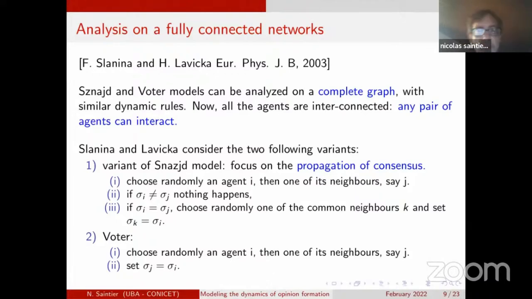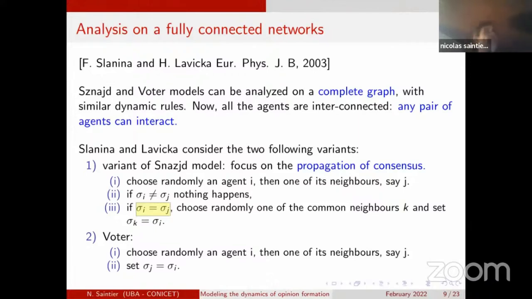So in their setting, their dynamic is the following. You pick at random two guys in the population, individual I and individual J, and if they disagree, nothing happens. They just keep on disagreeing and that's it. But if they do agree, recall that sigma I is plus one or minus one, it's the opinion of the individual I, then they will try to propagate this agreement to a third individual in the population, individual K. And this new guy, K, will copy the common opinion of I and J.